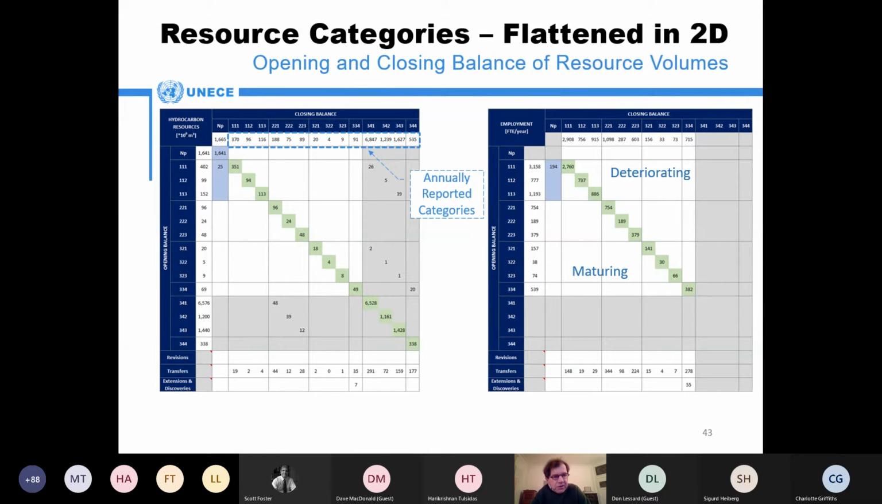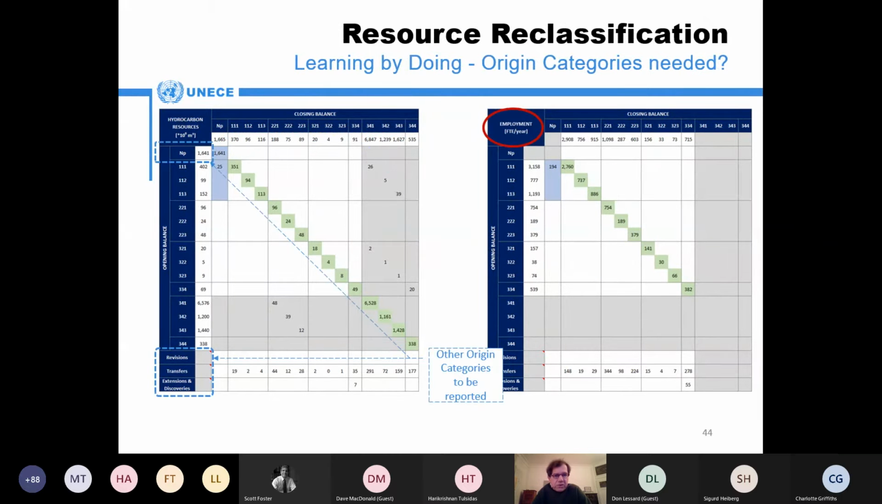Now, but in a portfolio, you may have different volumes in different categories. So you're looking at the opening and closing balance, let's say, of hydrocarbon volumes, and you see any numbers that are below the diagonal, below the green diagonal, are projects that are moving up, they are maturing. But also the opposite can happen, as Dave explained, some of those projects may be deteriorating, so they are above the diagonal. And so this is how these input-output tables work. This is how you can actually visualize numbers, and you can look at opening and closing balances of resource volumes. Next slide, please.